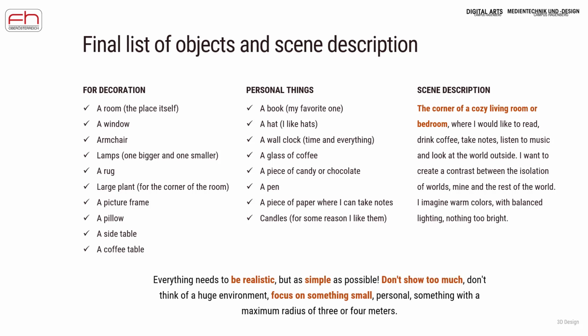everything needs to be realistic but simple, as simple as possible. Okay, don't show too much, don't do a huge room. I don't want to see a huge environment. What I mean by huge is that an entire room is huge. Focus on something small, on a corner, on a very small place where you can put your things. Okay, and that is what I want. I'm trying to limit this radius of action to a maximum of 3 or 4 meters, not more than that.